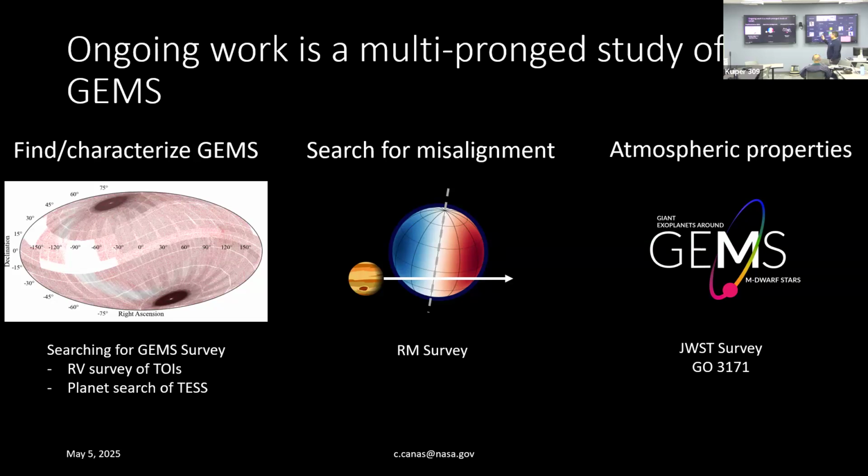And I think a big part of this will be the atmospheric properties, particularly diving into the first target, but looking forward to what we can expect for a large sample there. We have 7 planets that we've observed with JWST. We're really excited to see what that can tell us in terms of metallicities, C-to-O ratios, and overall the atmospheric composition for these gems.